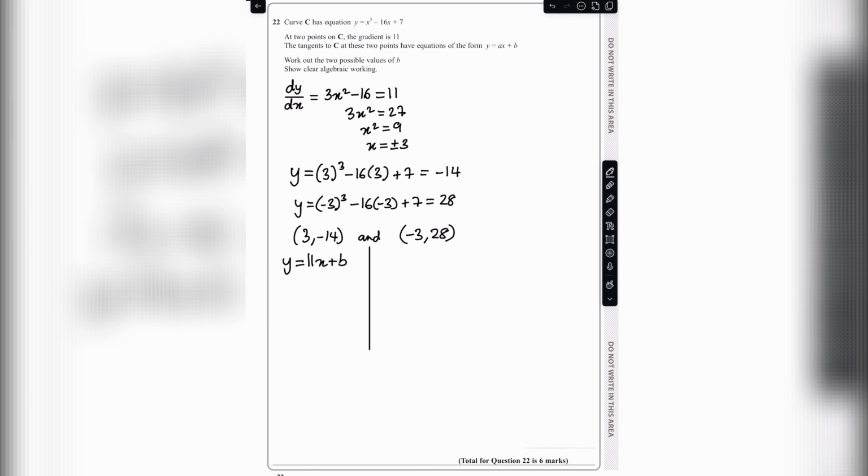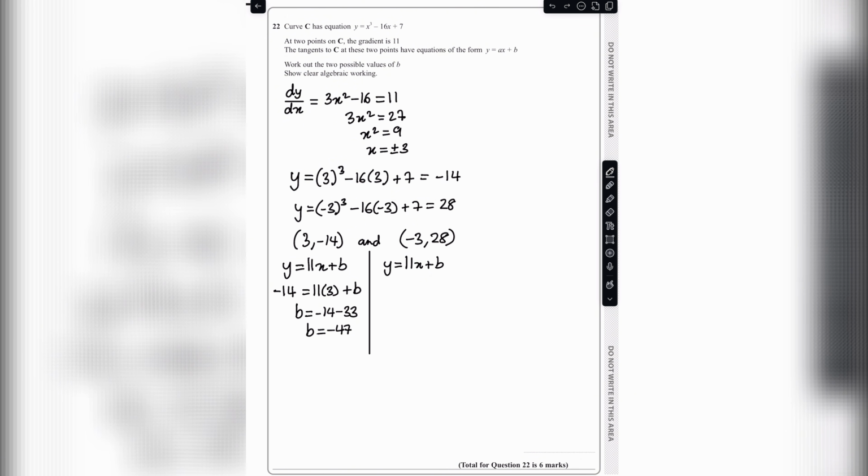So for the first point, 3, minus 14, we have the equation y equals 11x plus b, and if we substitute x as 3 and y as negative 14, b equals minus 14 minus 33, therefore b is minus 47. And for the second point, minus 3, 28, we can substitute these into the same line equation, giving us this. So b equals 28 plus 33, therefore b equals 61. And these are your final values.